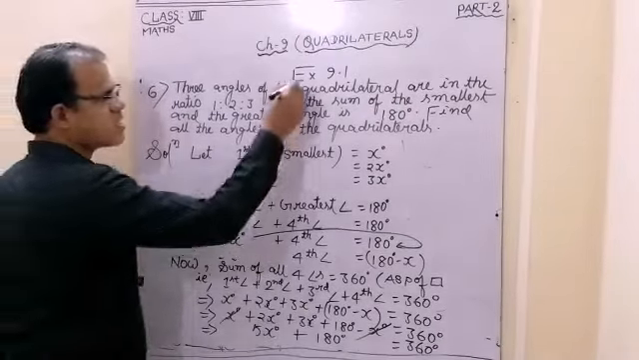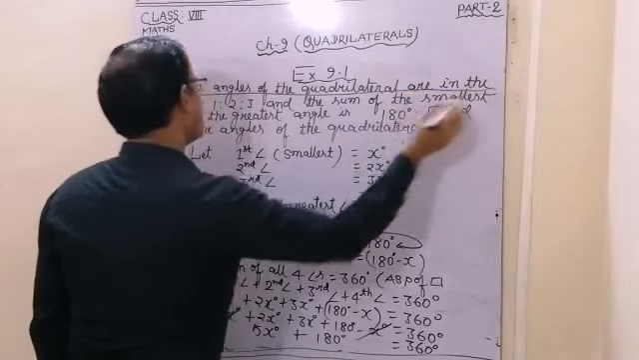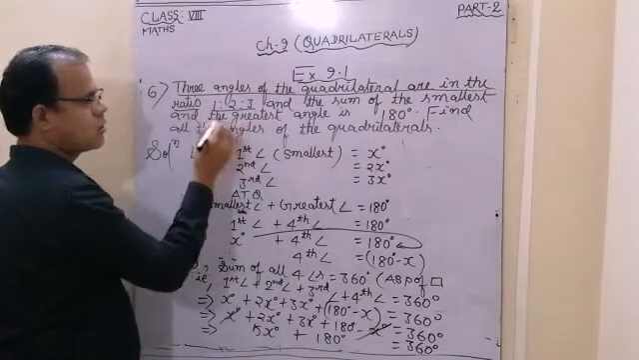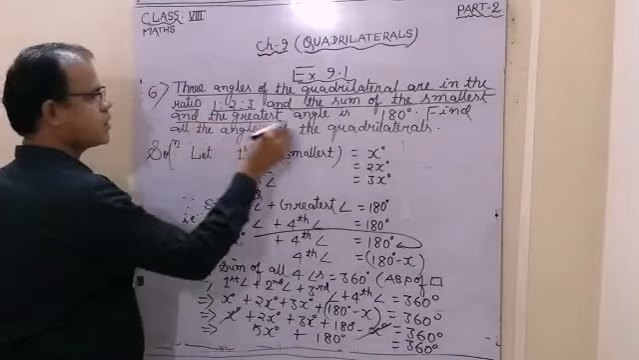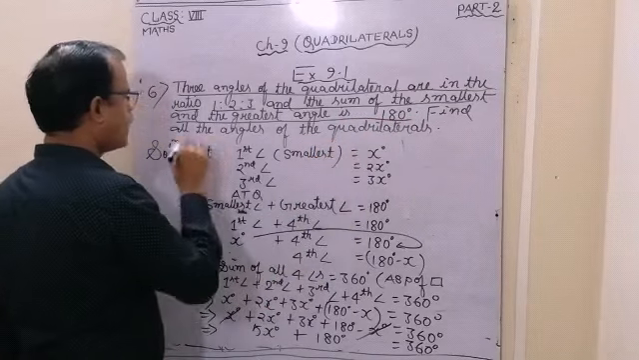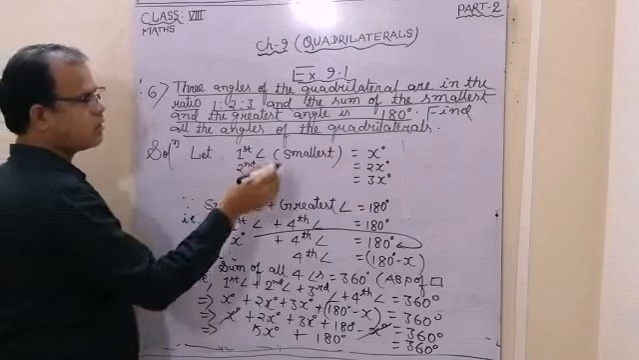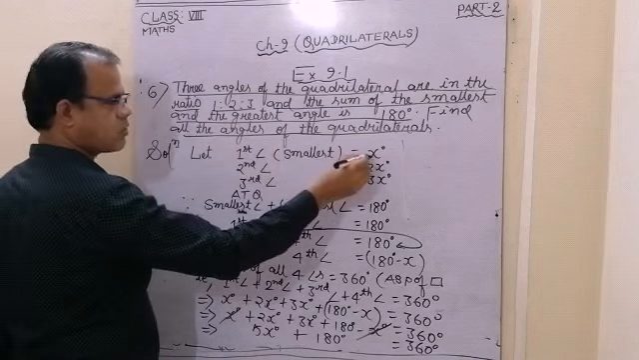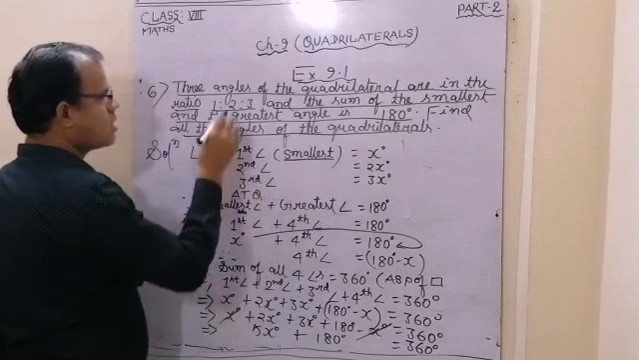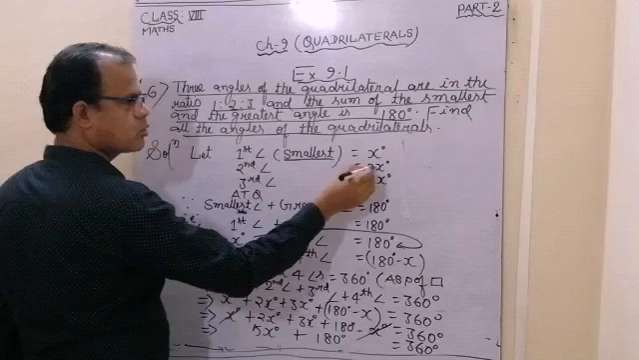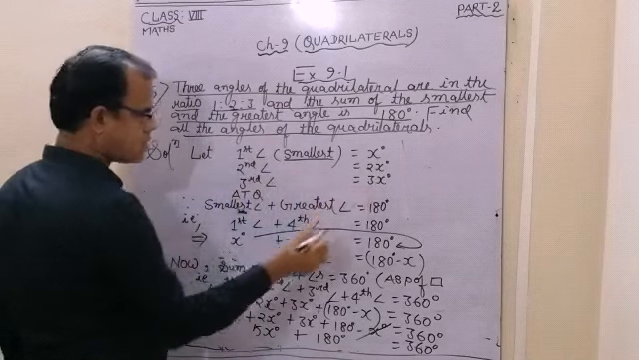Yes student, exercise 9.1, first question. Three angles of the quadrilateral are in the ratio 1:2:3, and the sum of the smallest and the greatest angle is 180. Find all the angles of the quadrilateral. So let the first angle be x degrees, and this is the smallest angle. Second angle 2x degrees. Third angle 3x degrees.